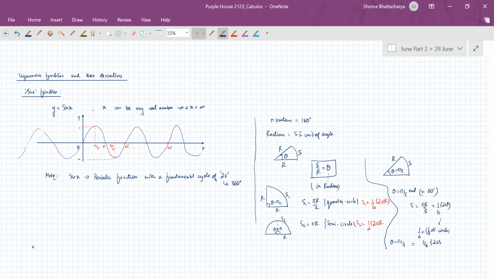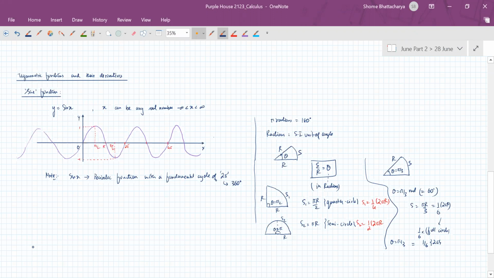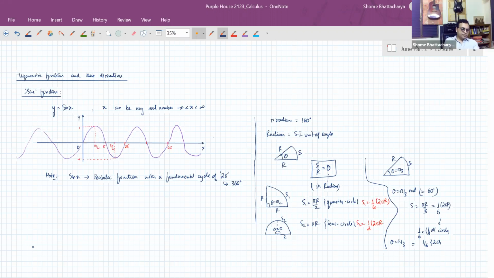Sir, you wrote a statement with note: sin x is a periodic function with a fundamental cycle of 2 pi. Can you please explain that? Sin x is a periodic function. So periodic function means it keeps repeating itself. And the fundamental cycle is 2 pi or 360 degrees.